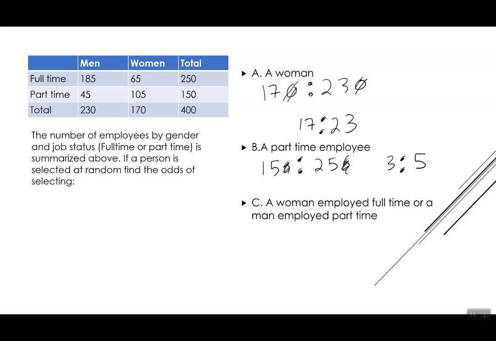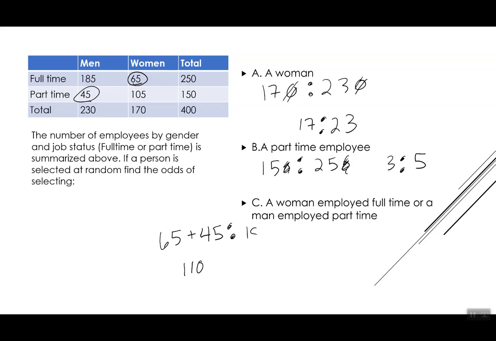C says, how about if we select either a woman employed full-time or a man employed part-time? So I'm going to go over to the chart and look at a woman employed full-time. Woman full-time, 65. Or a man employed part-time, there were 45. So we need to add that together, 65 and 45.